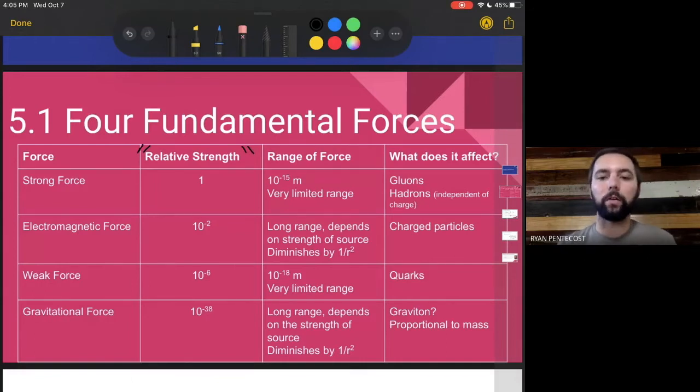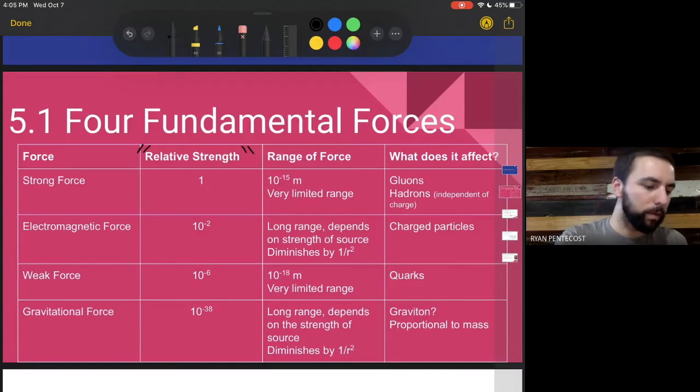Me personally, I don't know that I really have a dog in that fight. I don't know that there is a graviton. I lean towards no, just because we know how gravity works: it's mass and energy warping space-time. The other three forces have nothing to do with space-time. So I think this force might work separately from the other ones. That's just my opinion as a high school science teacher, so all of this can be taken with a grain of salt. Okay, so those are the four fundamental forces.